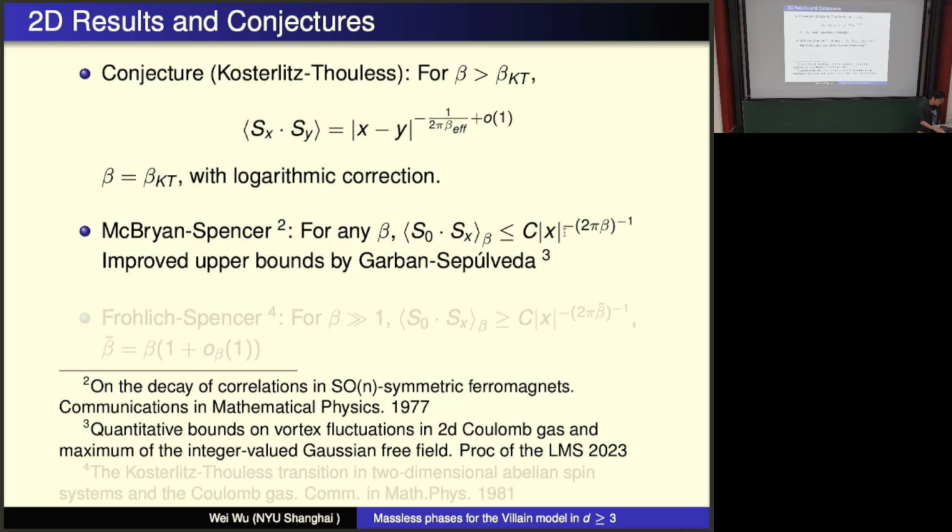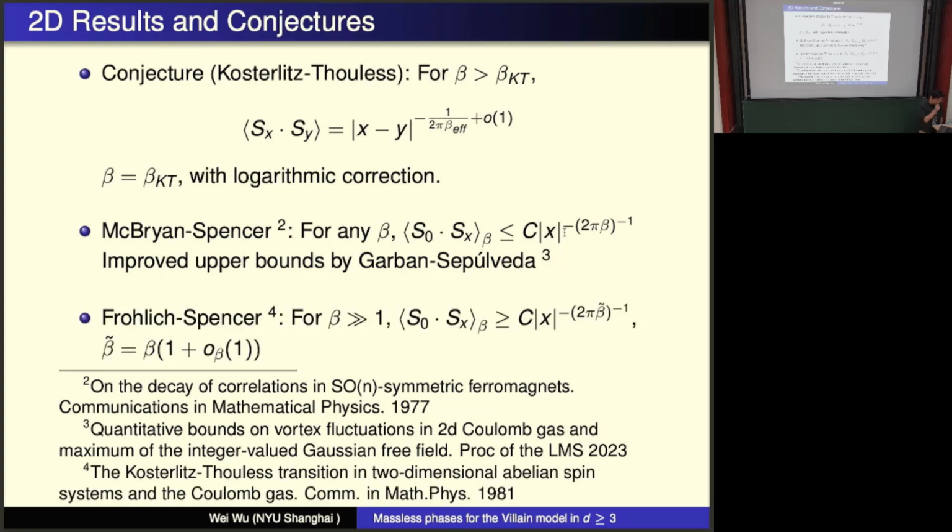So now, in terms of the lower bound, there is this work of Froelich and Spencer, who used the multi-scale argument, showing that for very low temperature, the 2-point function has a lower bound, but the upper and lower bound does not match. So far, this asymptotic exponent is still open for the 2D XY model.